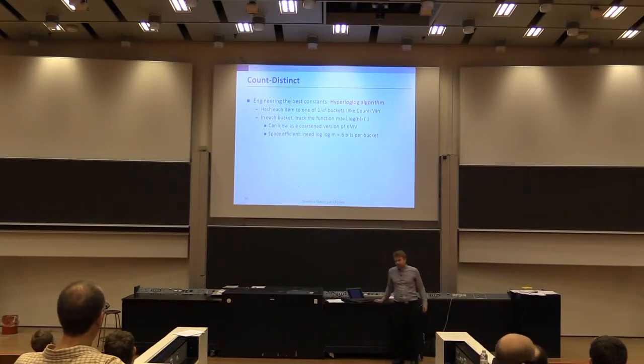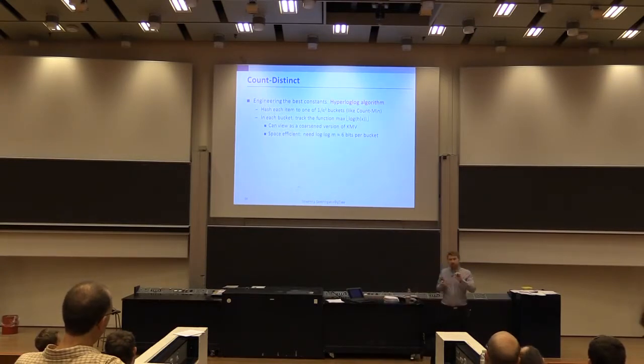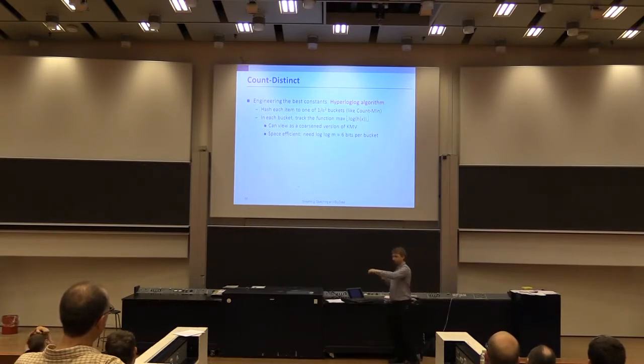And again, this seems kind of unintuitive. What's this really doing? Well, this floor of log is really telling you the most significant bit in this hash value. And that value of the most significant bit you can see as a very coarsened version of the actual hash value. You're only keeping some information about the hash value, up to the most significant bit.